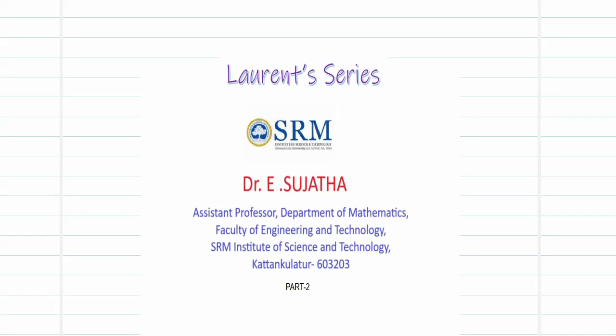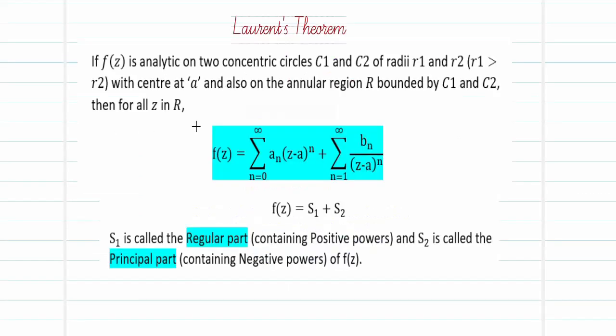First we will make an introduction to the Laurent series. A series of f of z which is expressed as positive and negative powers of z, like summation n varying from 0 to infinity a n (z minus a) power n plus summation n varying from 1 to infinity b n divided by (z minus a) the whole power n, is called the Laurent series. Terms that contain the positive powers of f of z are called the regular part, and terms that contain the negative powers of f of z are called the principal part.